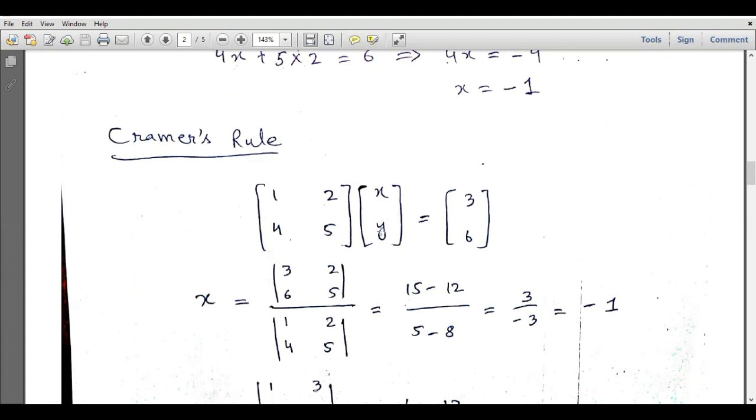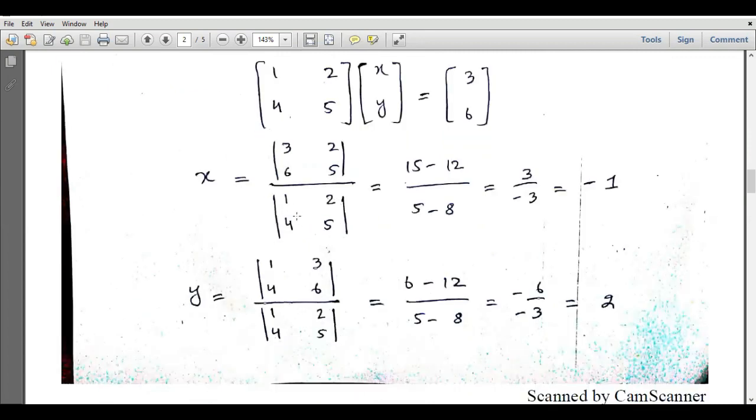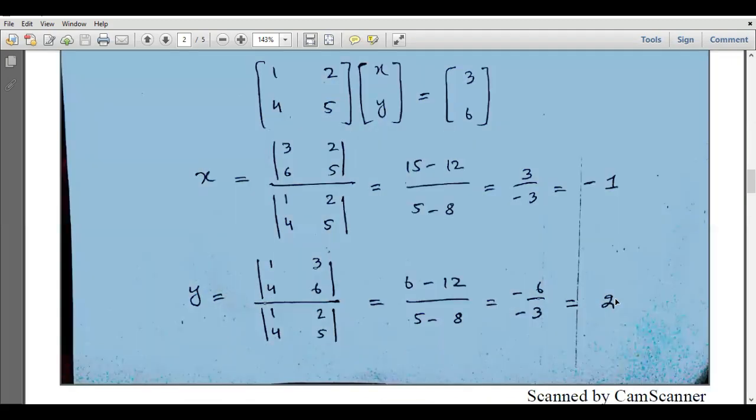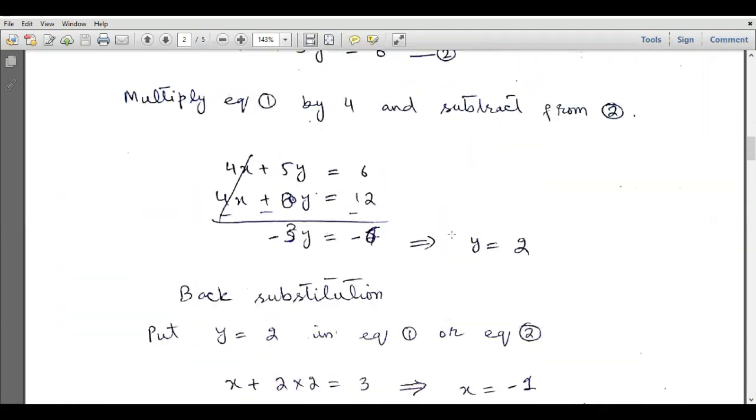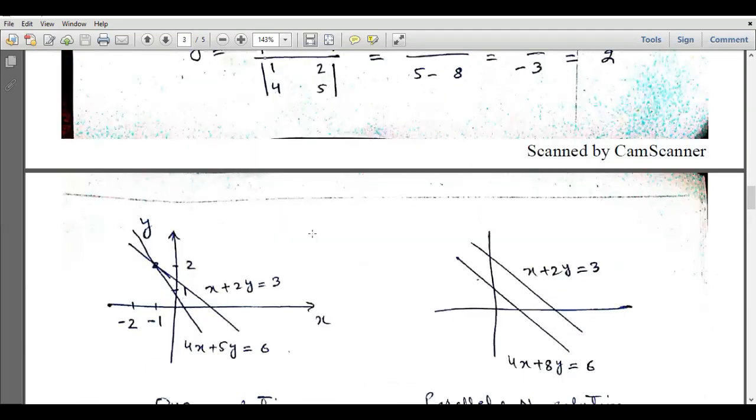Similarly, the value of y can be evaluated by replacing the second column of the system matrix with this 3, 6. So it will become 1, 4, and 3, 6, right? And in the denominator, we will again have the determinant of the system matrix. And by evaluating these determinants and taking their ratio, the value of y is evaluated to be 2. So this is the same answer which we obtained in the previous method. So this is another way of solving simultaneous equations.